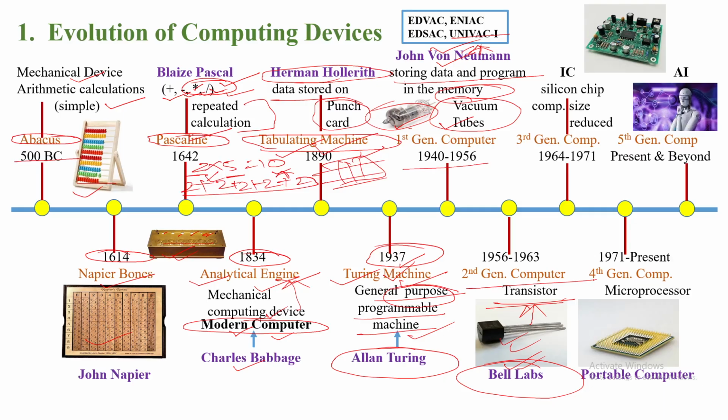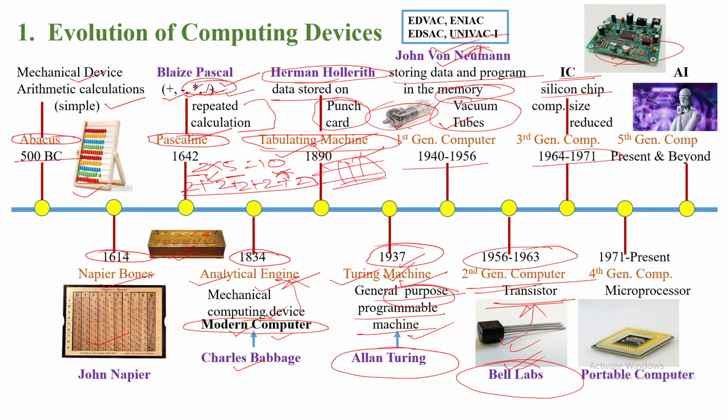This is the second generation computer example, and the era, if you see, is 1956 to 1963. Now the third generation computer, 1964 to 1971. Here they invented the IC, meaning integrated circuits. This is an example of an integrated circuit. It is a silicon chip.